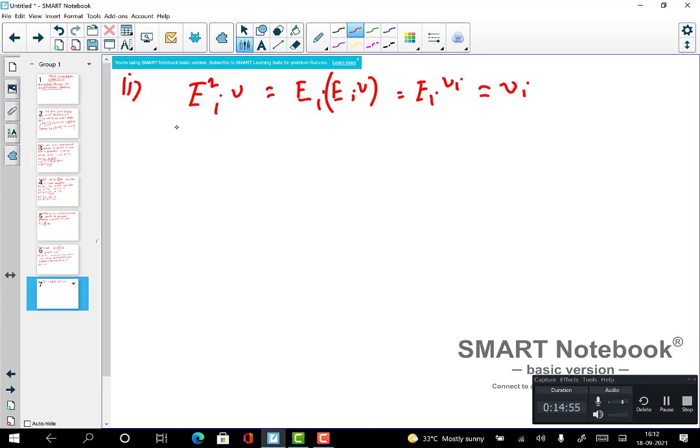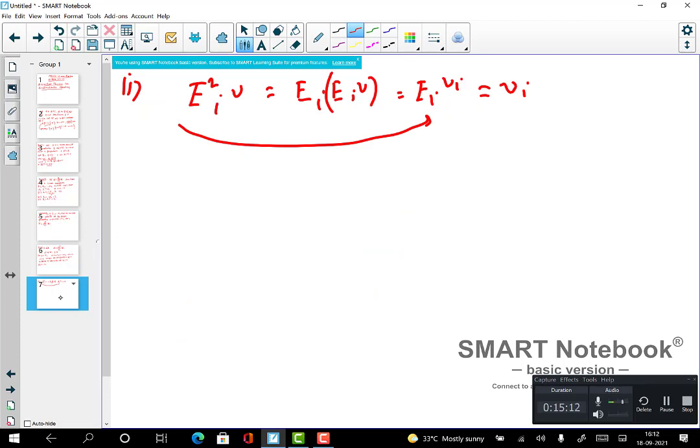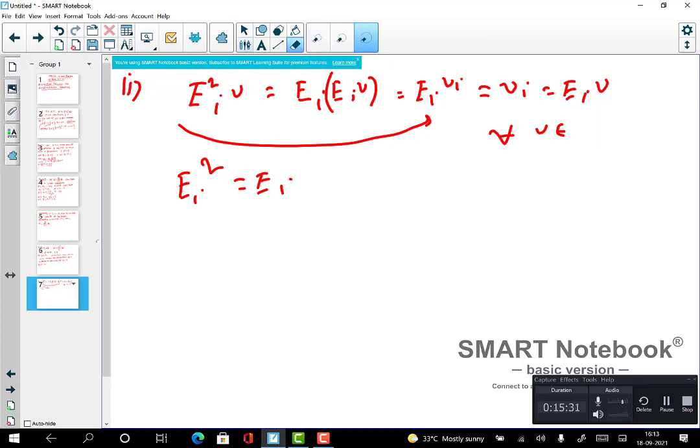You don't need this also, it is enough from here to here, because vi is an element of Wi's, so vi can be written as 0 plus 0, and then only the ith position is vi, everything else is 0, right? That is the unique thing. But from here, what you know, you get vi, which is also Ei of v. So that means Ei of Ei equals Ei. And this is true for all v belonging to V. So Ei square equal to Ei. This is also true for all i equal to 1 to k. There is nothing special about i here, right? You can choose any i.